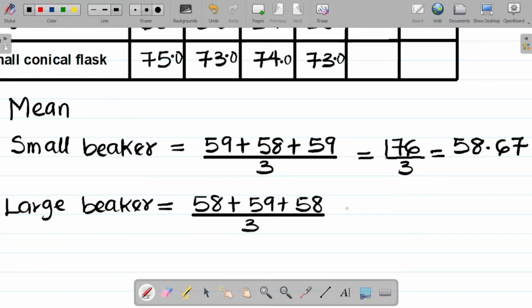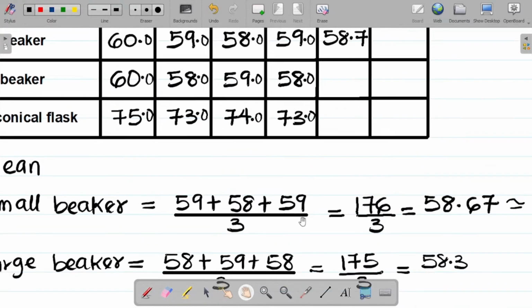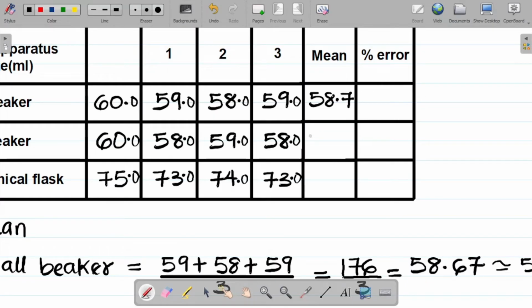So 58 plus 59 plus 58 gives you 175. So that's equal to 175 divided by 3, and that's equal to 58.33. In one decimal place, that becomes 58.3. All right, so my value becomes 58.3. That's the mean, 58.3. All right, let's now look at the last one there.